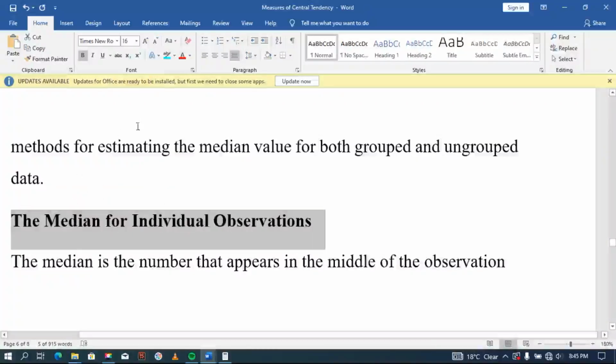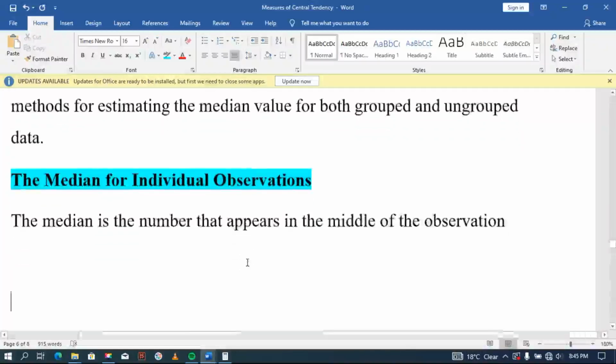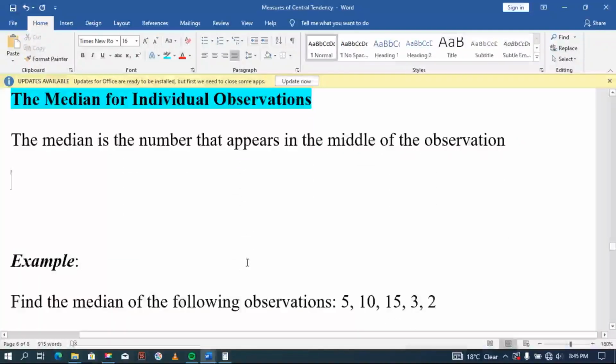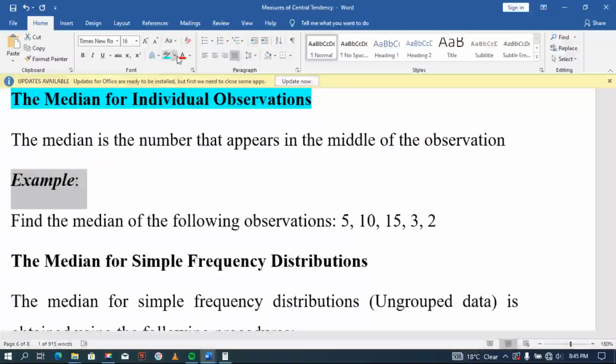So we can begin right away with the median of individual observations. So when you want to find the median of individual observations, what you do is begin by arranging these values in ascending order. The median is the number that appears in the middle of the observations. So to find the median, you arrange them in ascending order, then the value that appears in the middle will be the median value.